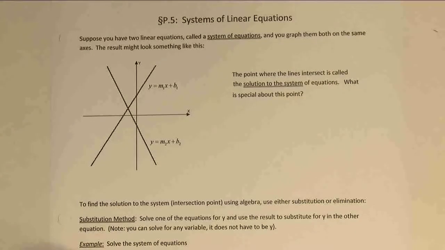This is Math 139, Preliminary Section 5. We're looking in this section at systems of linear equations, which means we'll have more than one equation that we're trying to solve.